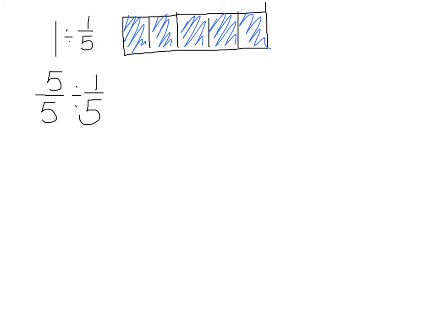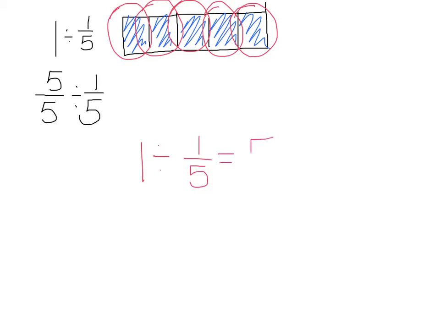So we need to circle the groups that are the size of the divisor 1/5. So we're going to circle 1, 2, 3, 4, 5. So there are 5 1/5 in 5. Therefore, our problem is 1 divided by 1/5 equals 5.